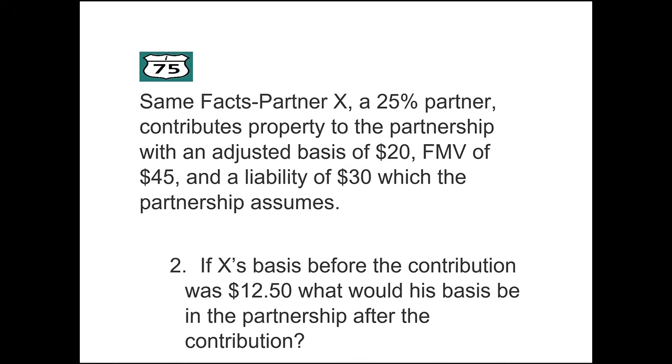Same facts for number 2. Partner X, 25% partner, contributes property to the partnership with a basis of 20, fair market value 45, and a liability of 30, which the partnership assumes. Number 2 asks, if X's basis before the contribution was $12.50, what would his basis be in the partnership after the contribution? So now he's not starting with 0, he's starting with $12.50. But he's contributing that same asset with a basis of 20, fair value of 45, and liability of 30, which the partnership is assuming. What is his basis after the contribution?